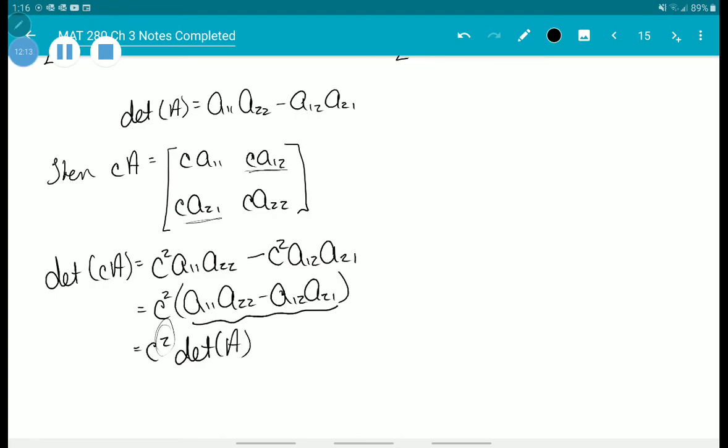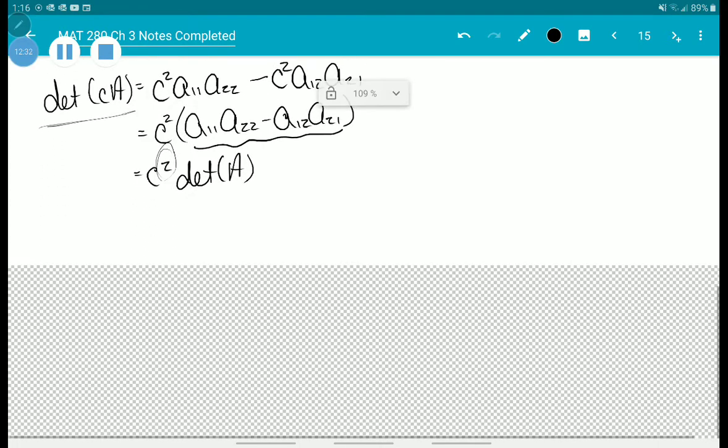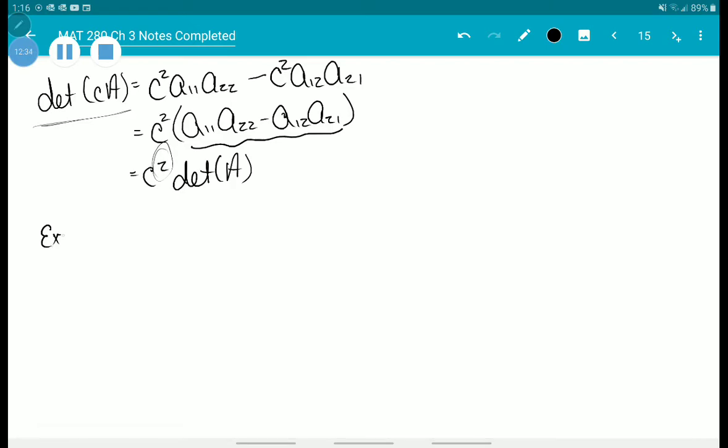So notice that 2 there. That happened because we had 2 rows. So every row in that matrix was multiplied by C. That's your definition of scalar multiplication. So if we had something that was order 3, then to find that determinant, we would have C raised to the 3rd power. So let's look at one of those.